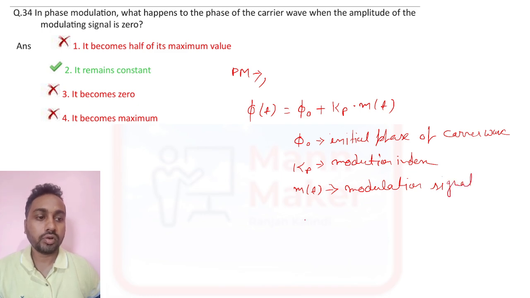Okay, so as they asked, what happens to the phase of a carrier wave when the amplitude of a modulating signal is 0? So when the modulating signal is 0, then there is no variation in phase deviation. It will always remain constant. Okay, so this will be your answer.